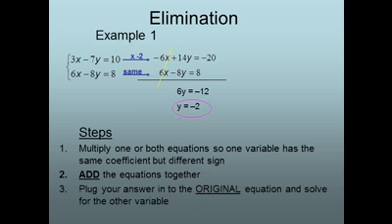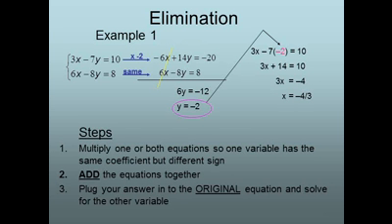The next thing we want to do is plug my answer into the original equation and solve for the other variable. So we're going to take my answer of y being negative 2 and plug it into my original equation. It doesn't matter which one, just choose one. So we've got 3x minus 7 times negative 2 equals 10 because negative 2 is my y value. We simplify that, so 3x plus 14 equals 10. Subtract the 14 from both sides. We have 3x equals negative 4. Divide by 3, and x is equal to negative 4/3.